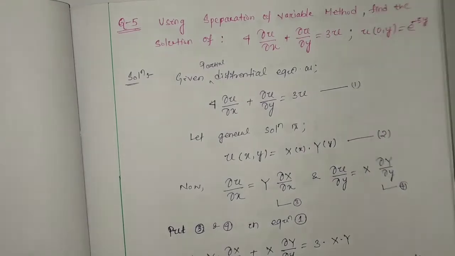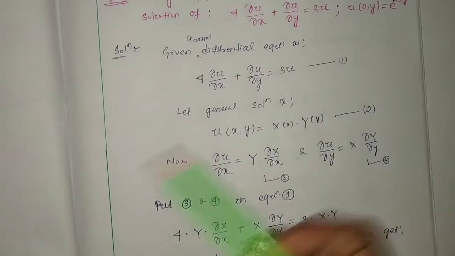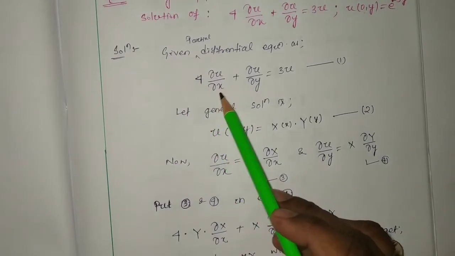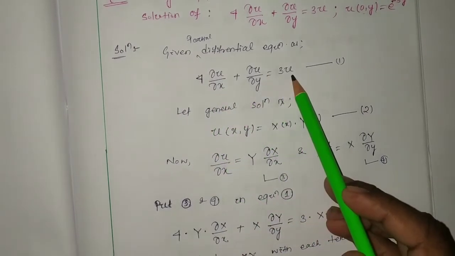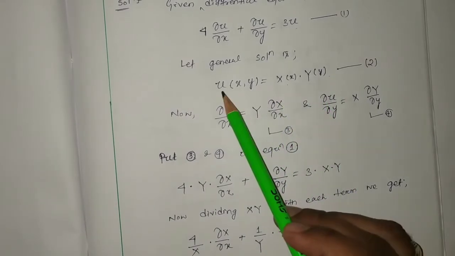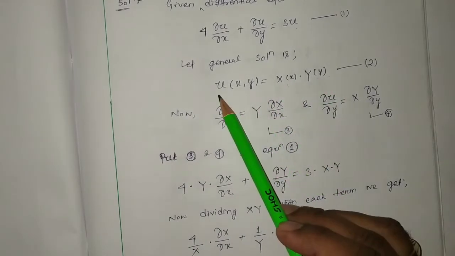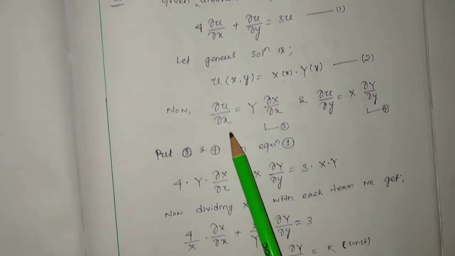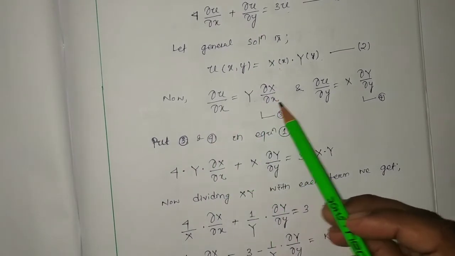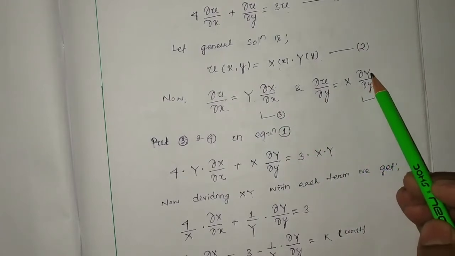This is a similar question; we have already done this type of question previously, where 4 del u by del x plus del u by del y equal to 3u is given. The general solution will be u(x, y) equal to X into Y, because u is a function of x and y. So now del u by del x will be Y into del X by del x, and del u by del y equal to X into del Y by del y.